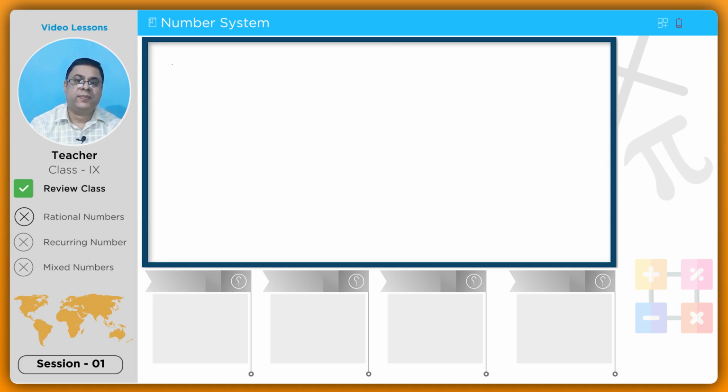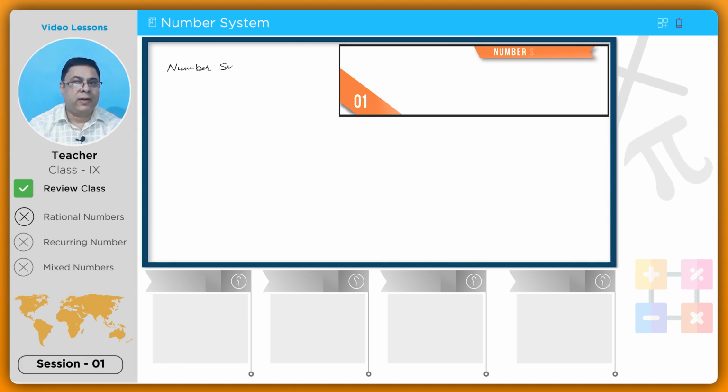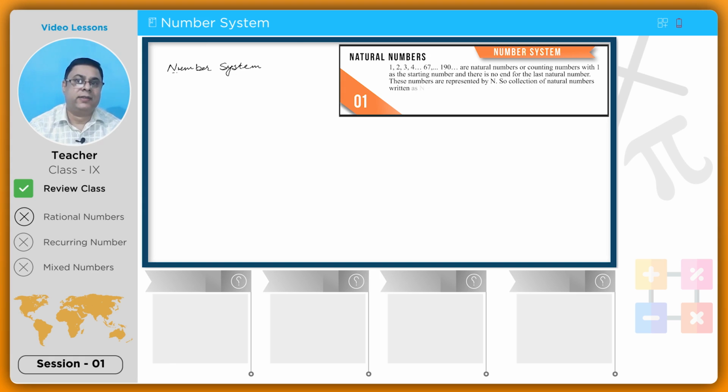Hello friends, we will be learning rational numbers and irrational numbers in this chapter. But let's first have a quick review of what we have learned in our earlier classes. To start with, the number system comprises different groups of numbers.